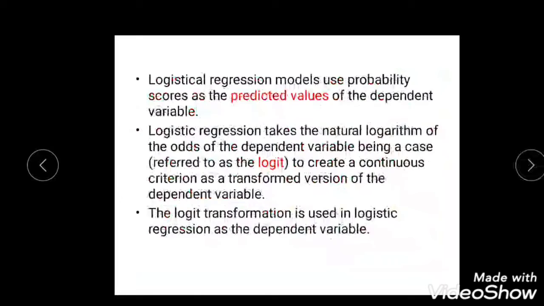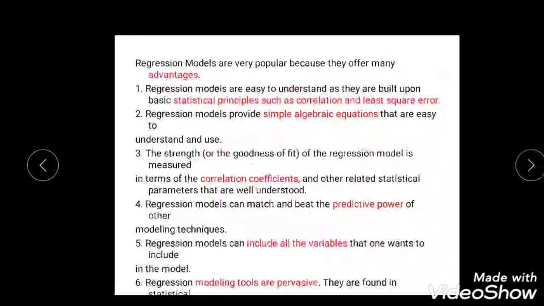Okay, logit. The logit transformation is used in logistic regression for the dependent variable, and when you plot it as a graph, you will get a curve shape. Yes, that is the logit function. And logistic regression can also be used in multiple regression models. Now, the advantages and disadvantages of regression models.